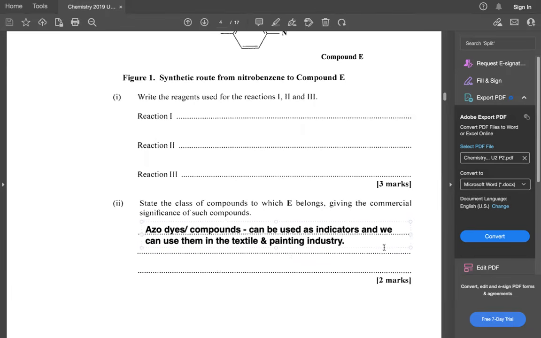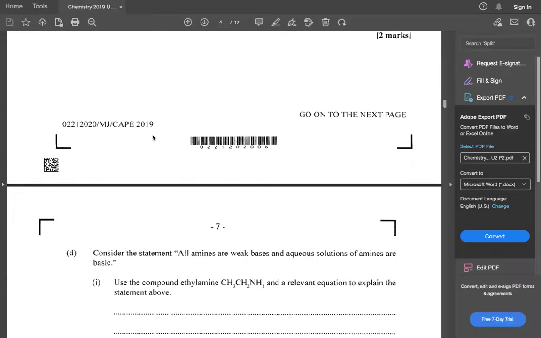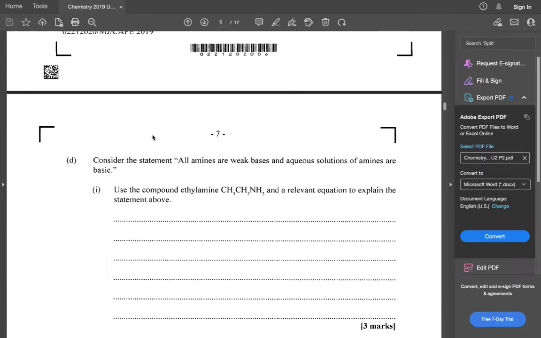So that compound in step E, in part E, that compound E is an azodye compound, can be used as indicators, and we can use them in the textile and painting industry. All right, so that is that. And now we are on to part D. So let's clear that. And then we're moving on to part D.